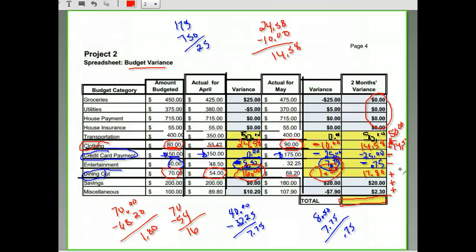So again, start at the top with that 50 plus 14.58 minus 25 minus 0.75 plus 17.8 plus 20 plus $2.30, and we get $78.93. Okay, so that's how you do page 3.